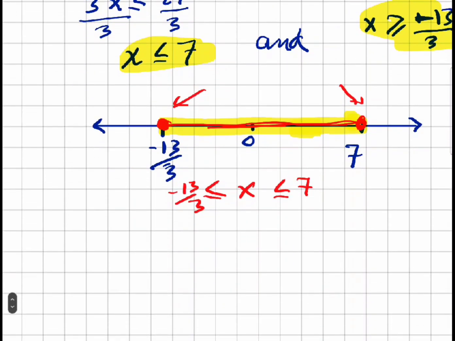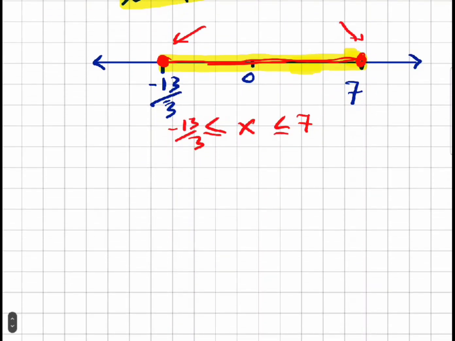Now let's talk about some trap questions that you need to be aware of. Let's say we have the absolute value of 3x plus 5, and let's say that it's less than negative 3. What is the solution to this particular problem?